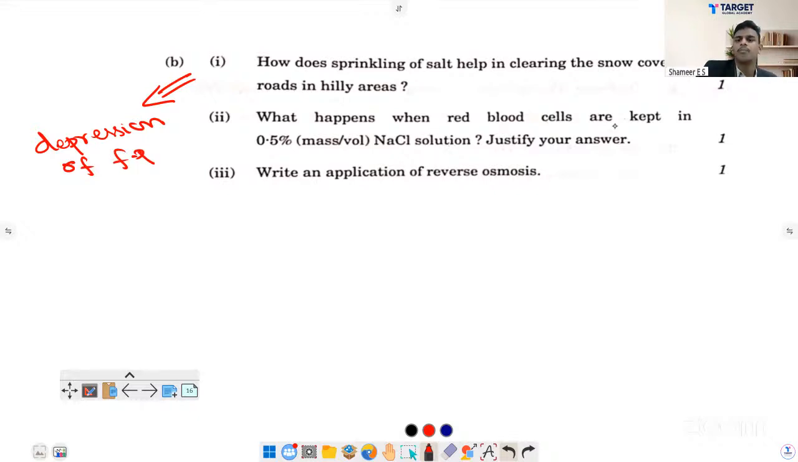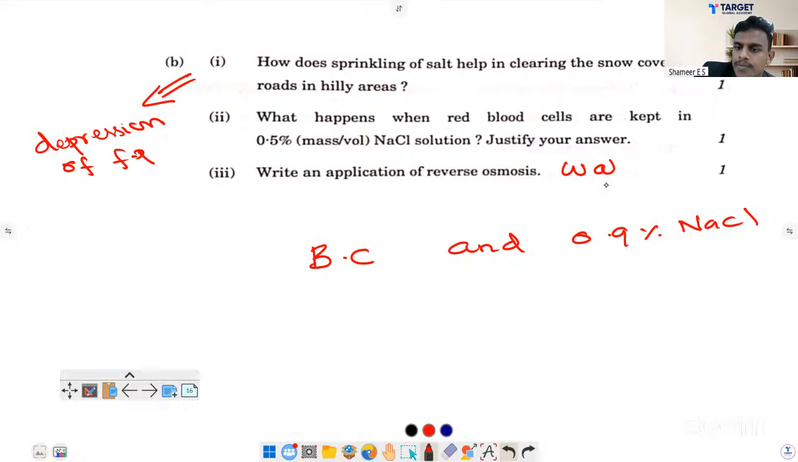What happens when red blood cells are kept in 0.5% NaCl solution? Blood cells and 0.9% NaCl solution are isotonic, same osmotic pressure. So 0.5% means hypotonic, less osmotic pressure. So the solvent will flow from blood cell to NaCl solution, high osmotic pressure to low osmotic pressure. So the blood cells start shrinking. Write an application of reverse osmosis. You can write water purification.